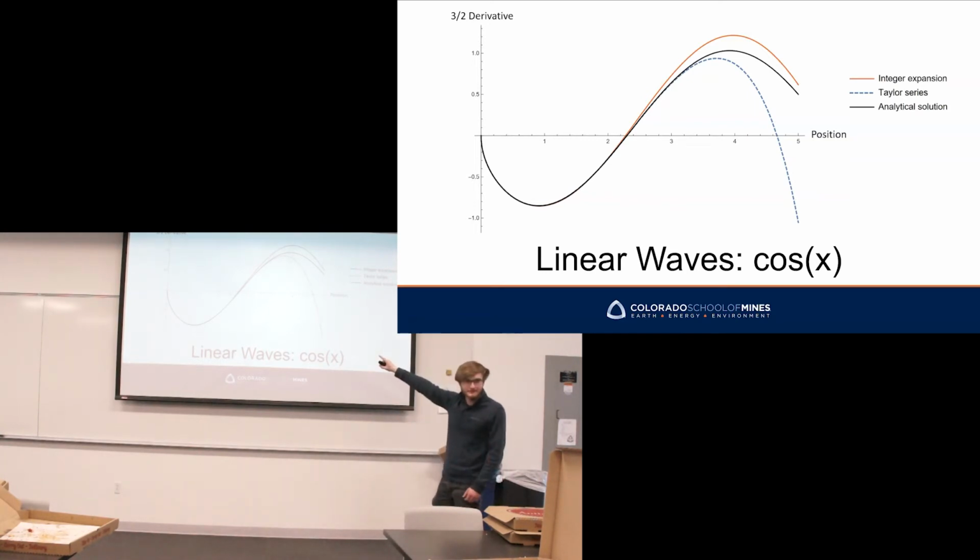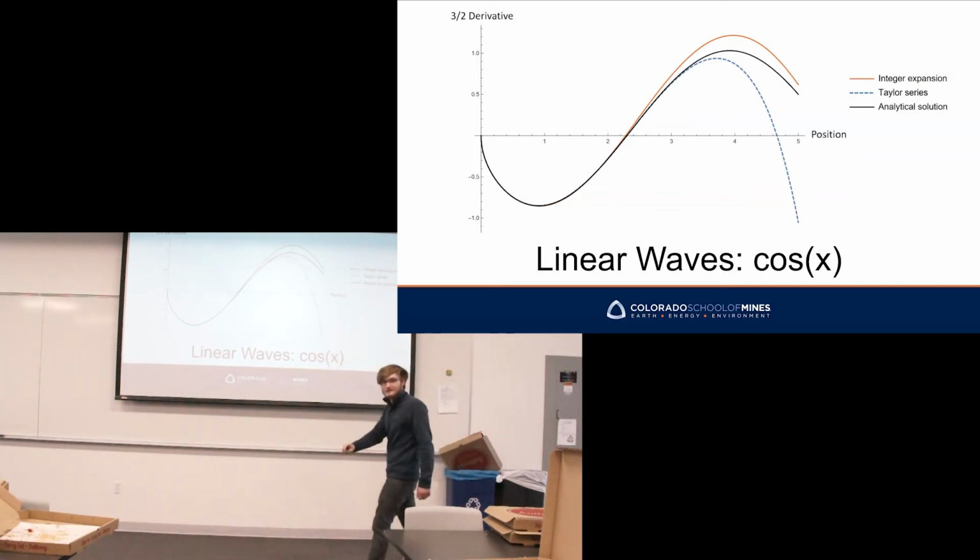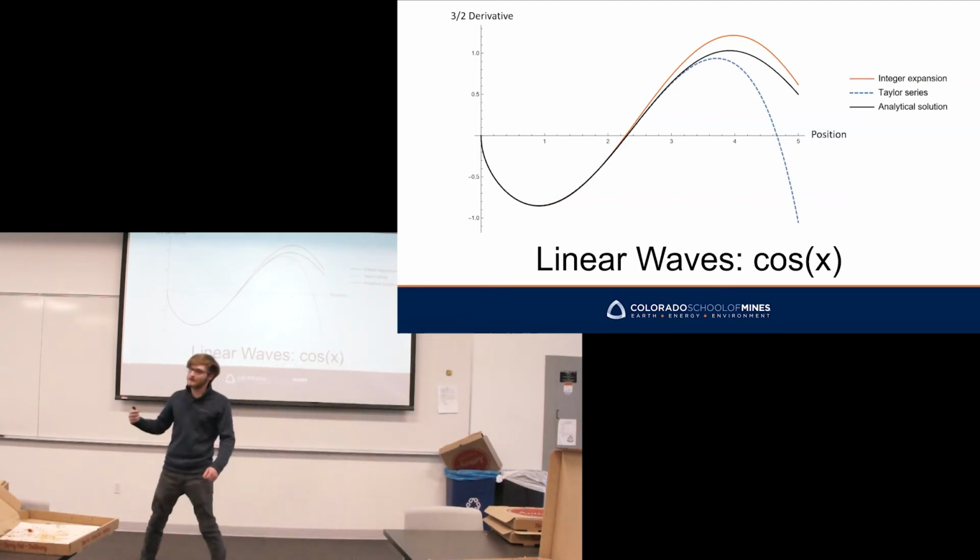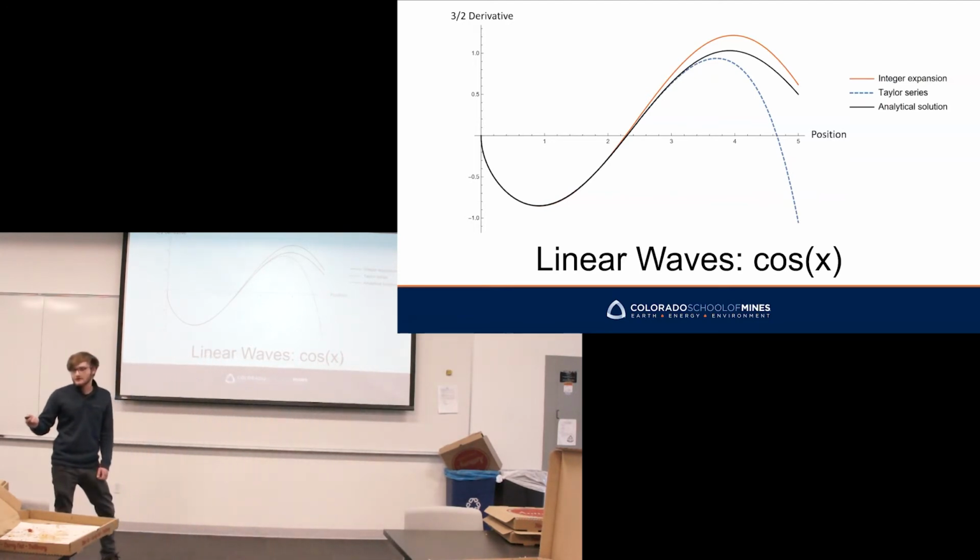This is the 3/2 derivative that we computed of this. I have three things here. The analytical solution is in black, and then our approximation is in orange, and the Taylor series is in blue. Now, for the Taylor series, we took 10 terms, and for ours, we only took 3. How the Taylor series works is we expand the function in its Taylor series and then act on that with the definition of the derivative. As you can see, our approximation is much more effective than the traditional approximation when you get to large position.